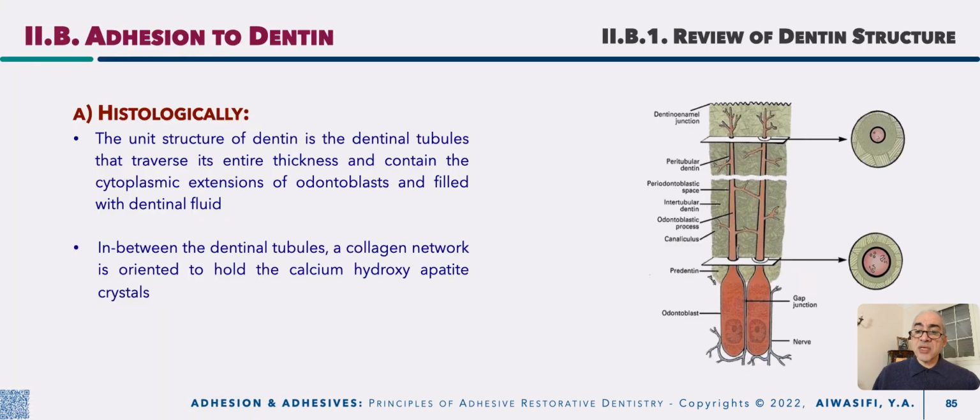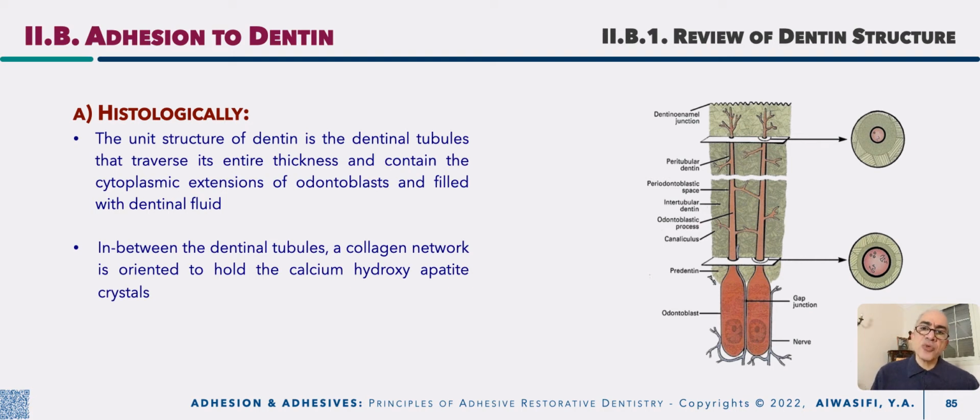Let us start with the review of dentin structure. Dentin structure histologically, its basic unit or unit structure is the dentinal tubule itself that traverses the entire thickness of dentin from all sides, either from crown or root. All the dentin structure constitutes of dentinal tubules.